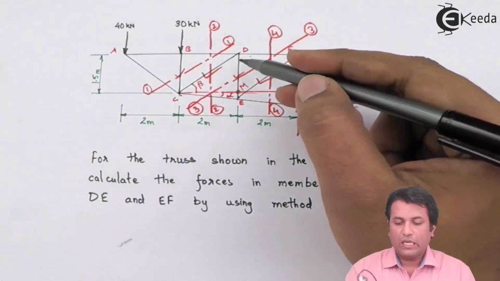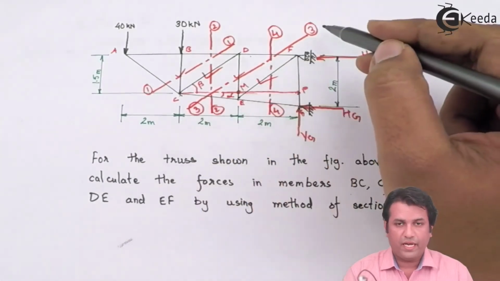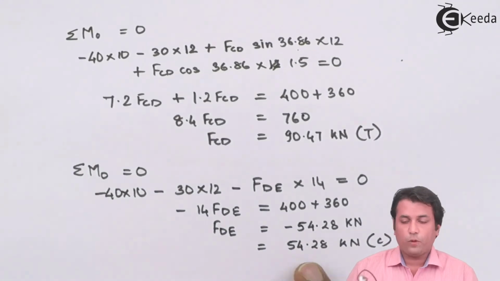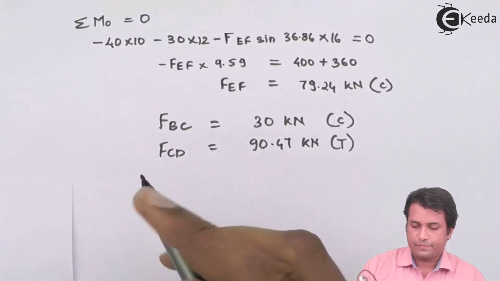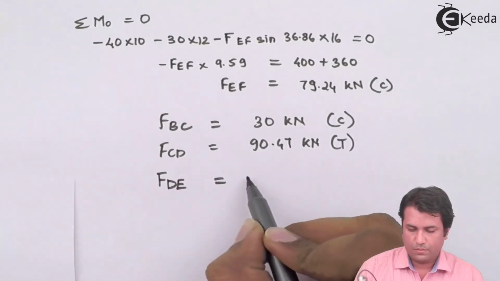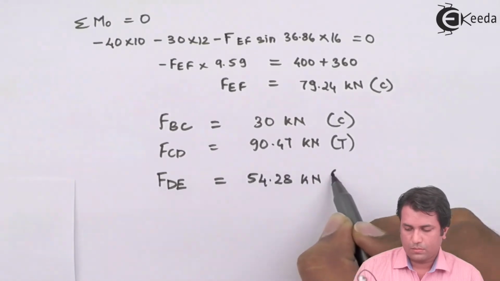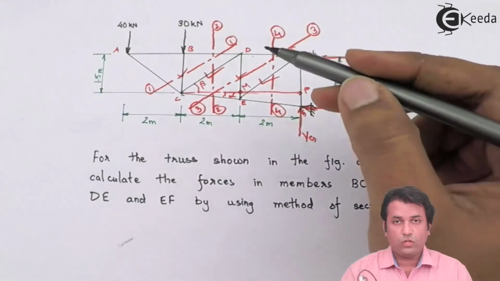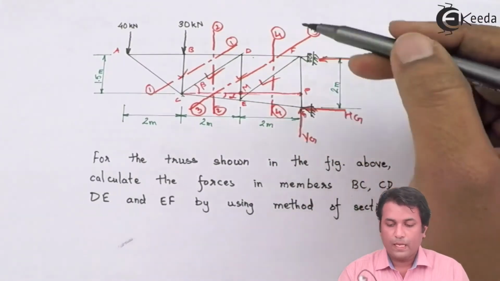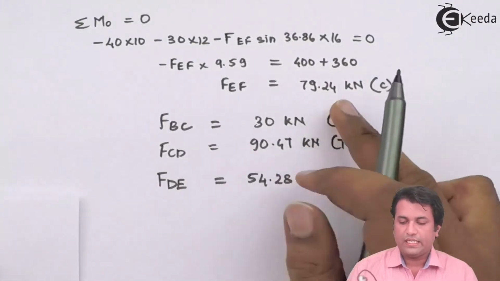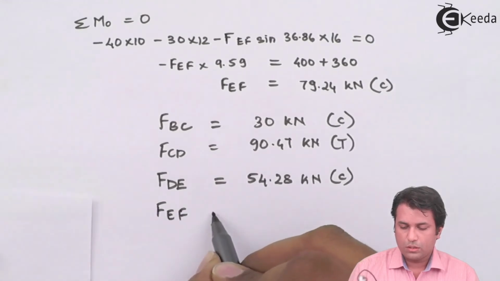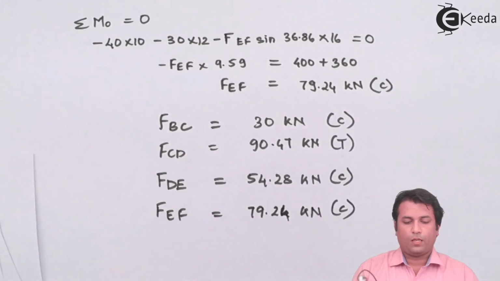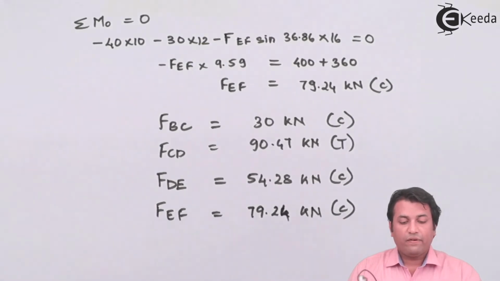Then the next member was DE. For that, I had taken the third cutting plane and I got the value for DE as 54.28 kilonewtons, compressive. Then, to find out the force in the fourth member, that was EF, I had to take the fourth cutting plane and I got the value as 79.24 kilonewtons compressive force. So you can see that in this example that I had taken, we had to cut this truss 4 times to find out the forces in the 4 members.